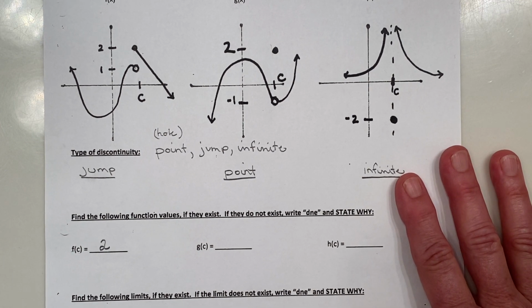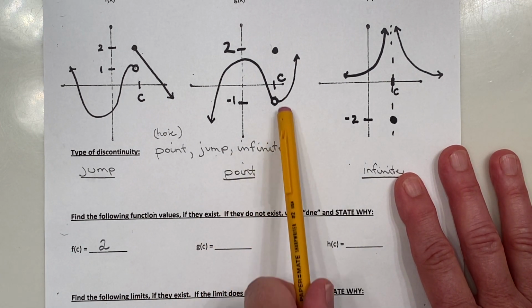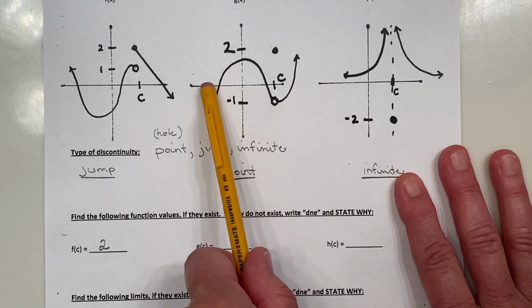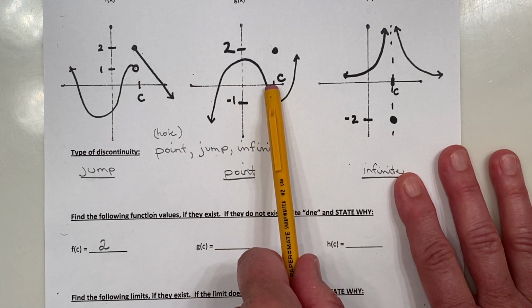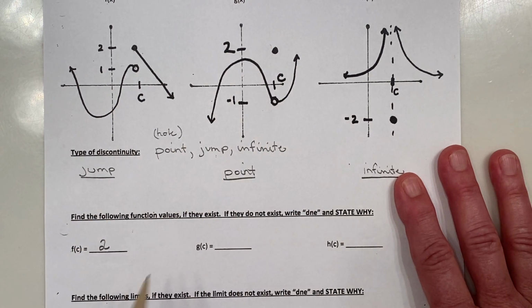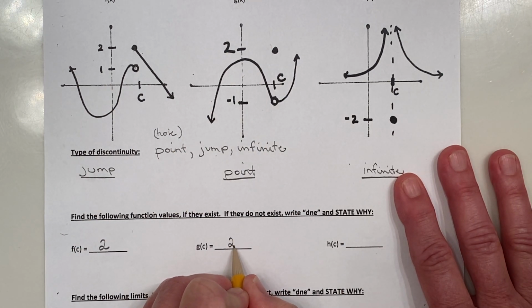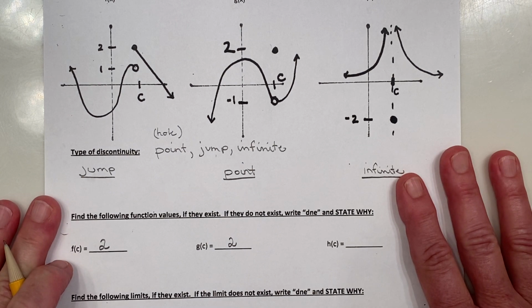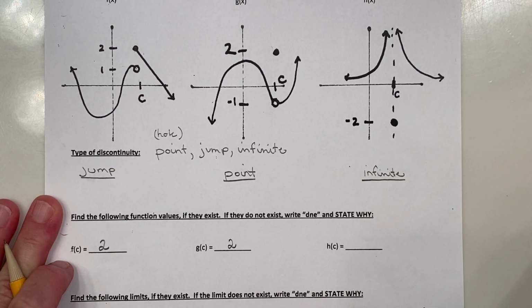Okay, let's look at the g graph. Let's find g of c. So locate c. This is an x value. So look along the x-axis. Here's x equals c. Look up, look down. Oh, the functional value is 2. It's just saying, locate the point on the graph having x coordinate of c.